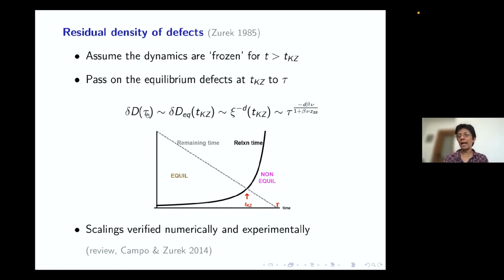So if the excess defect density, just by units of density, and therefore just by dimensional analysis, is psi to the power minus d, psi being the correlation length again, and we can write psi in terms of the Kibble-Zurek time scales, that gives you this power law. So that was the original question: how does the residual defect density scale with tau? And this scaling has been verified numerically, experimentally, and so on.